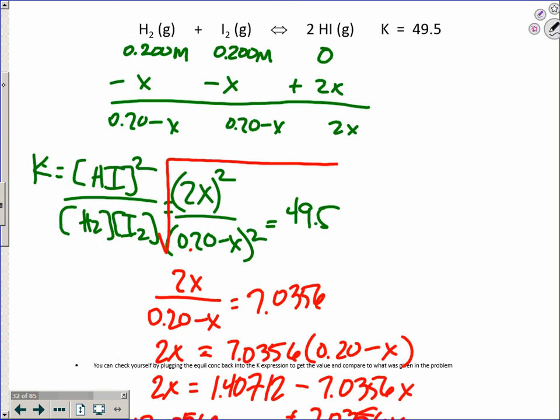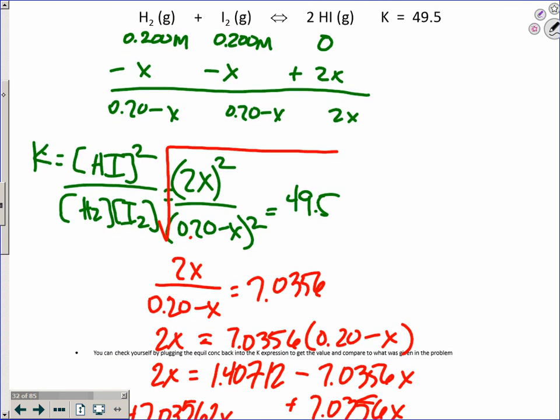I expect, especially on your response work, where I can give points and can't give points for some things, that you're setting up an ICE table of sorts. Even if you don't want to write the whole three-layered work, you could at least write up here 0.2 minus x, 0.2 minus x, equals 2x. But keep writing out ICE because you're not that good yet. Okay, let's be clear. You're not that good.